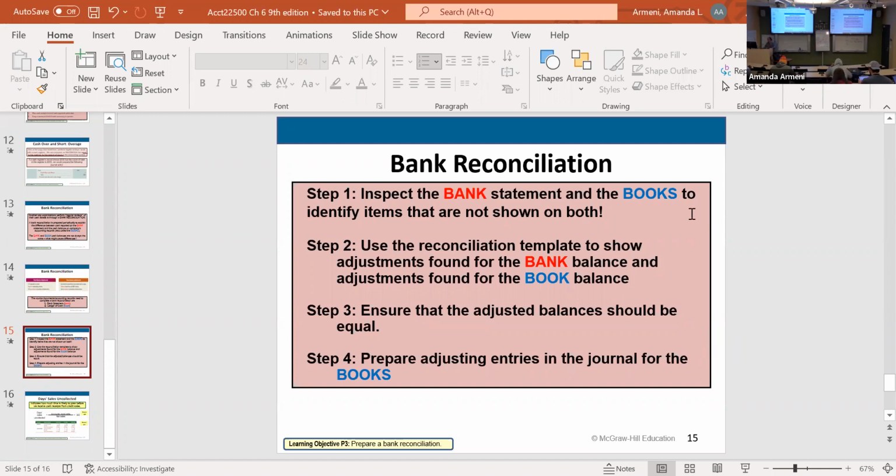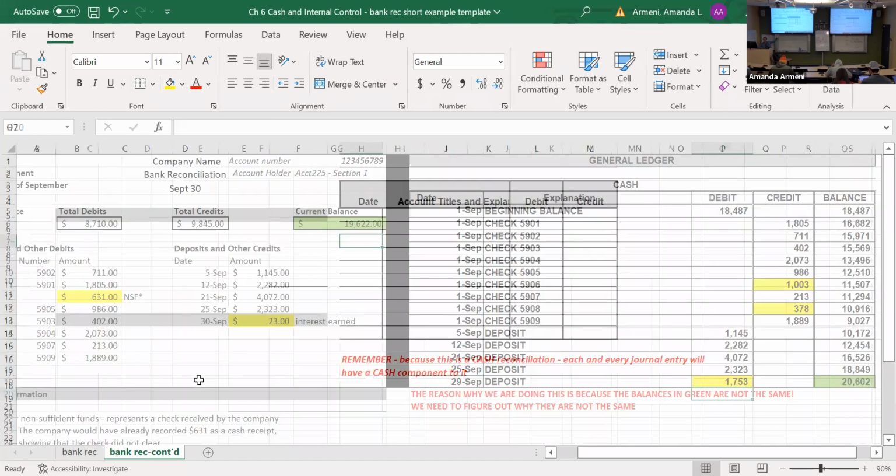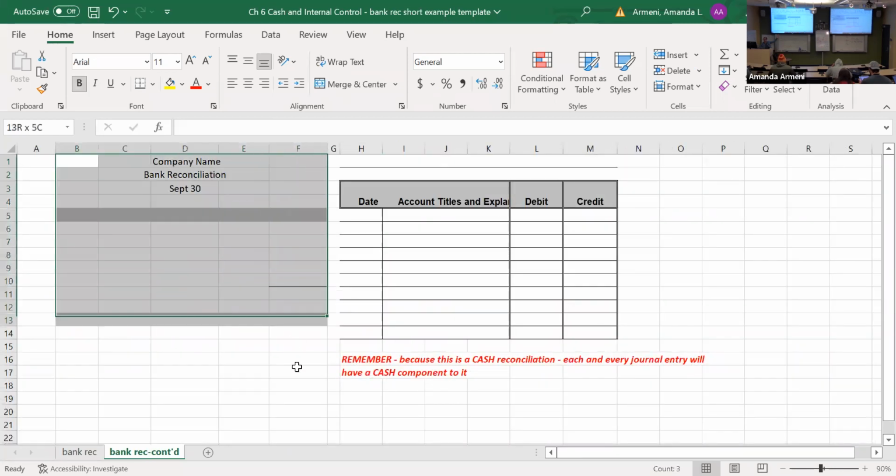If we look at our Excel template, they are not the same yet. So we want to use this bank reconciliation. If you click on the second tab, we want to use this bank reconciliation to show, well, yeah, they might not be the same, but we know why. And the organization will do this at the end of every month so that they're always keeping track of, okay, yeah, we see that they're different, but why are they different?